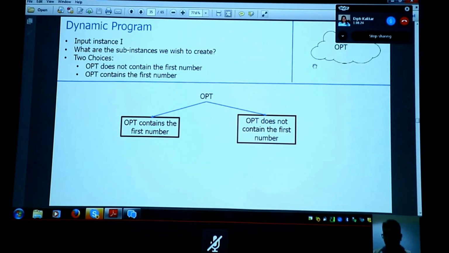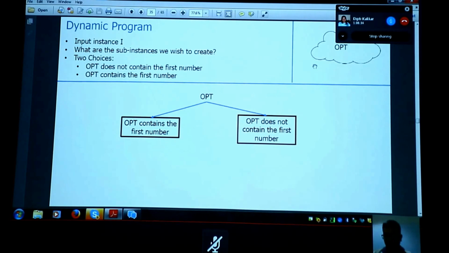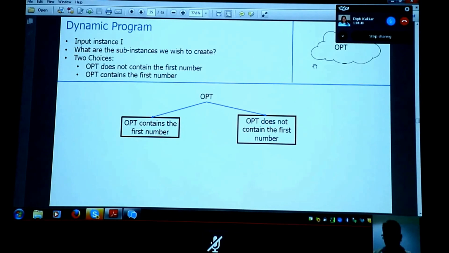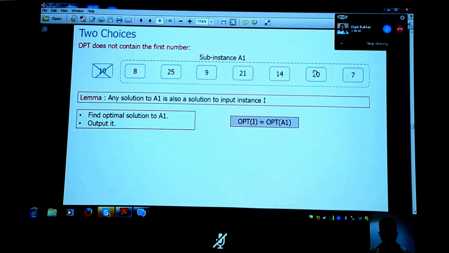So the first choices I'm going to make are guesses. Does it contain the first number or does it not contain the first number? That is the choice I'm going to make. You contain the first number, or you don't contain the first number. Okay. So these are the 2 choices. Now, let's explore these choices and see what happens.